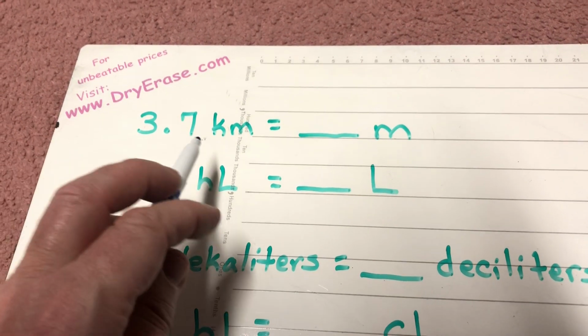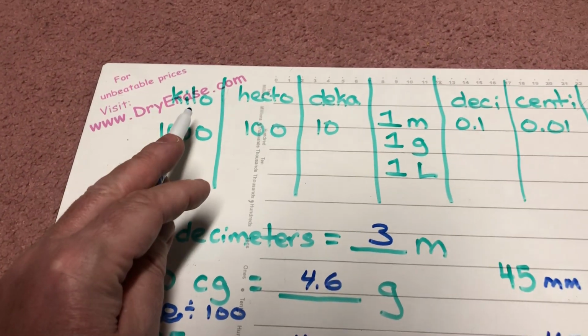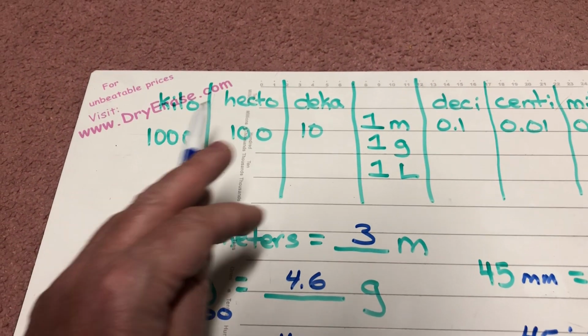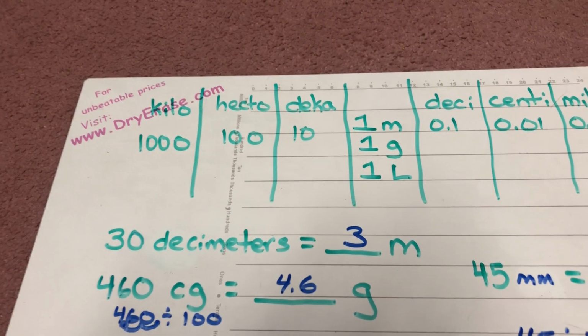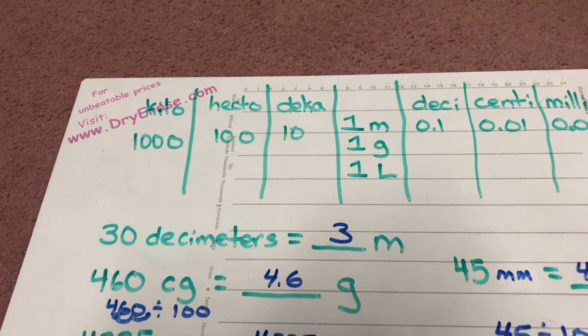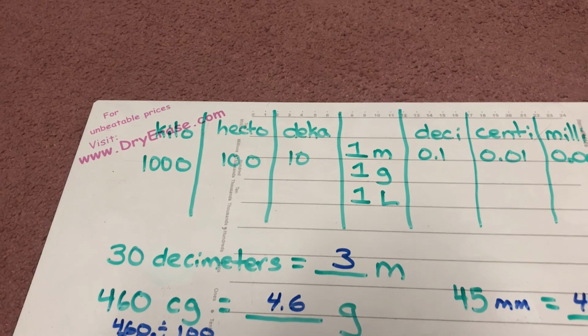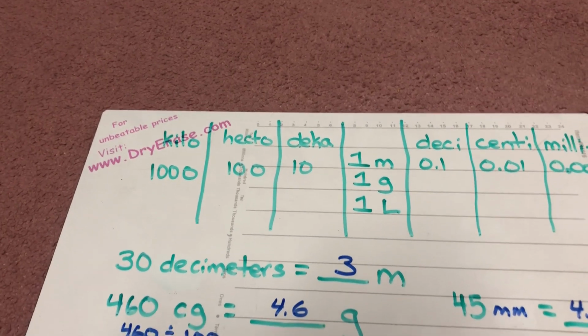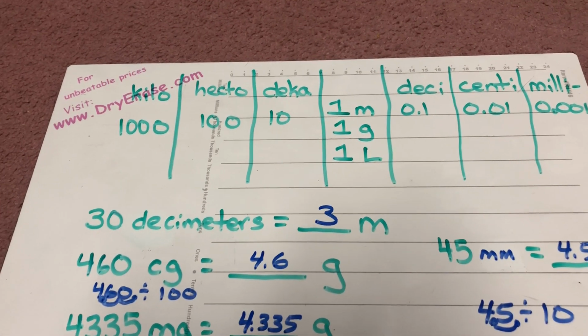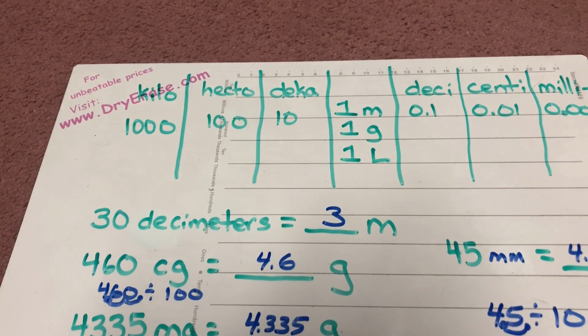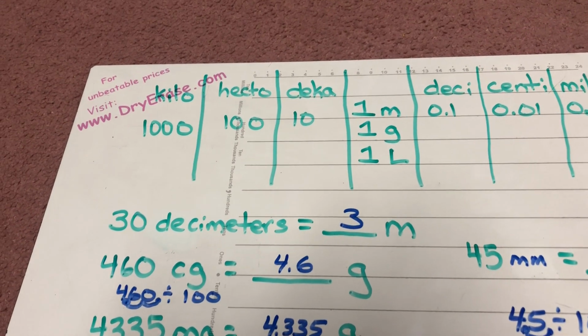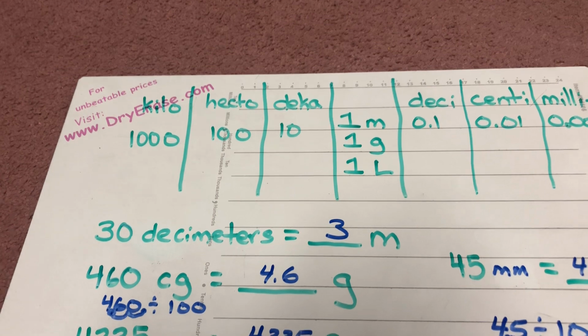So 3 7/10 kilometers equals blank meters. So I come over to my chart. Here's kilometers, here's meters. So I'm going to the right, which means my measurement is getting smaller, which means my number is going to get bigger because it's going to take more of them to have the same amount. So I'm actually, in this situation, going to be multiplying. When the measurement gets smaller, the number gets bigger, so we're going to multiply.